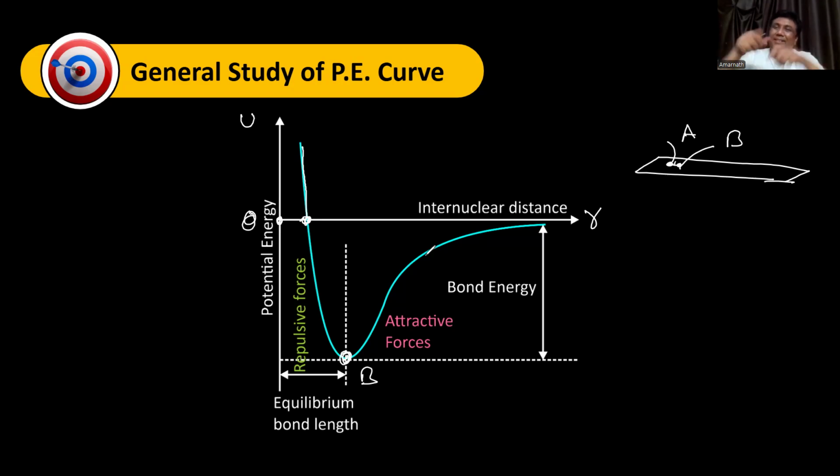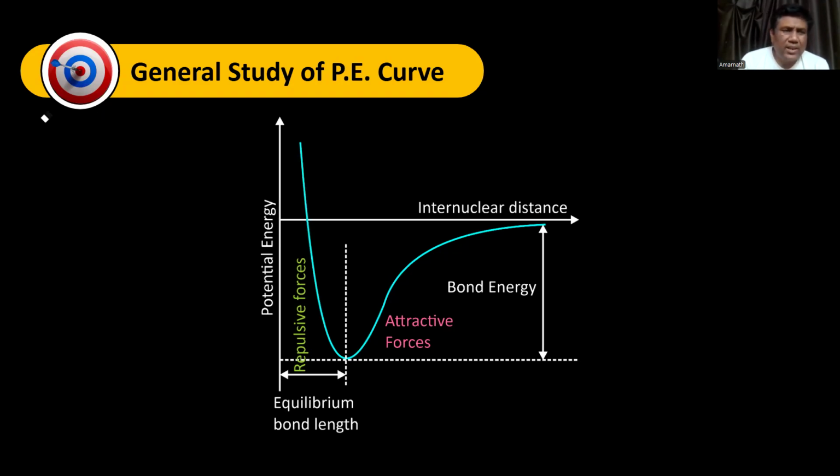Like that, say two papers. You have torn them apart, which means you have separated them up to infinity. Then also potential energy will become 0. You see, it is going from negative, it goes on increasing, and when it goes to infinity, it touches the 0 axis. So you can say that when it goes to infinity, potential energy is also 0. So please note down this graph properly.